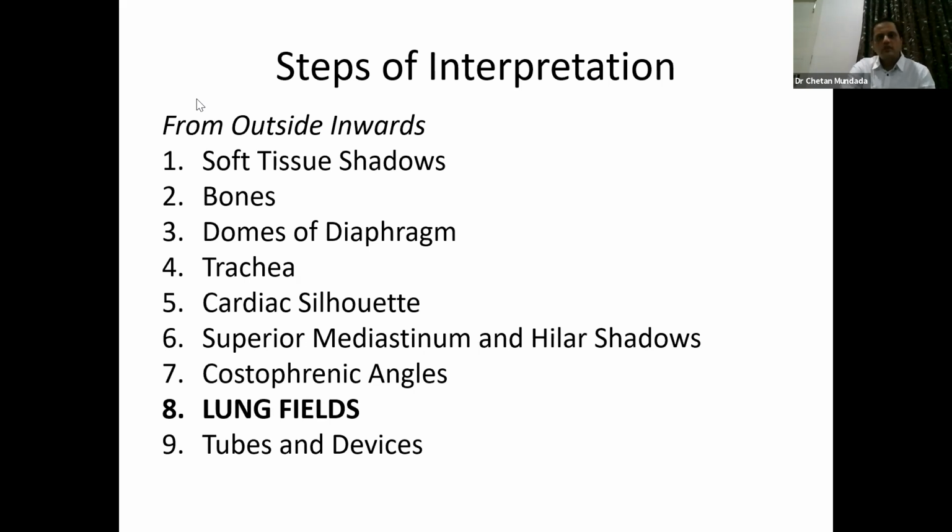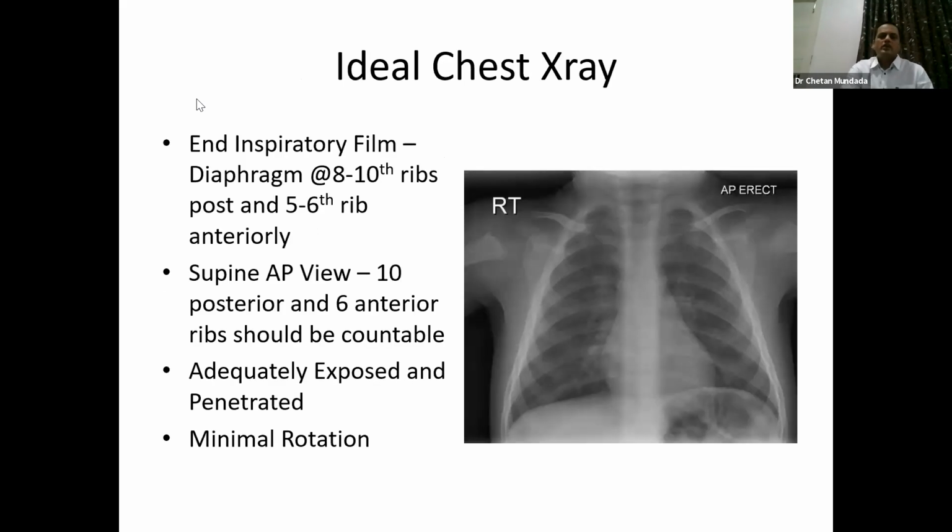So as we move forward, an ideal chest X-ray should be an end-inspiratory film. The diaphragm should be at the 8th to 10th rib posteriorly and the 5th to 6th rib anteriorly. In ICUs and emergencies, if you are taking a supine AP view, make sure that you are able to see 10 posterior or 6 anterior ribs in the X-ray. That will be termed adequate aeration.